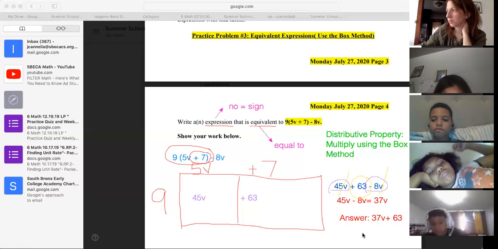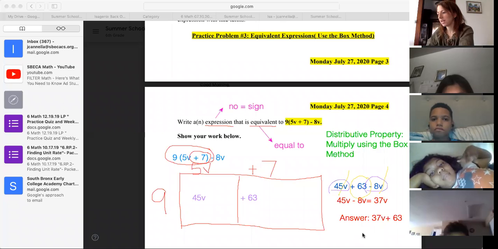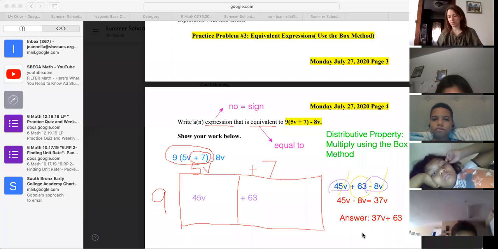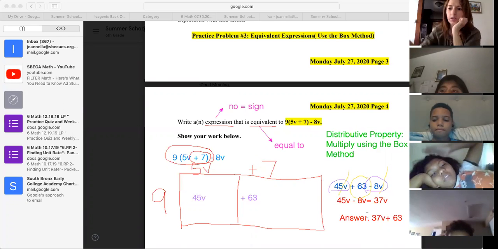Okay, we're going to do the remainder of the problems like this on page 5, page 6, page 7, and page 8. They all look like this. This is what we're dealing with this week. We're dealing with the distributive property and combining like terms. That's what we're working with all week. Make sure you have all these notes copied. Very important.